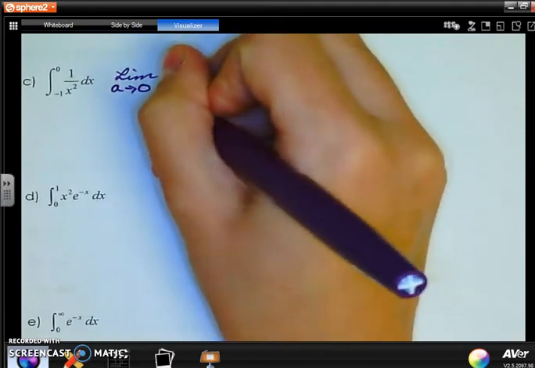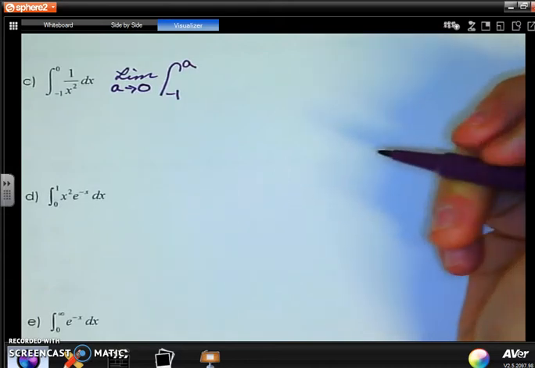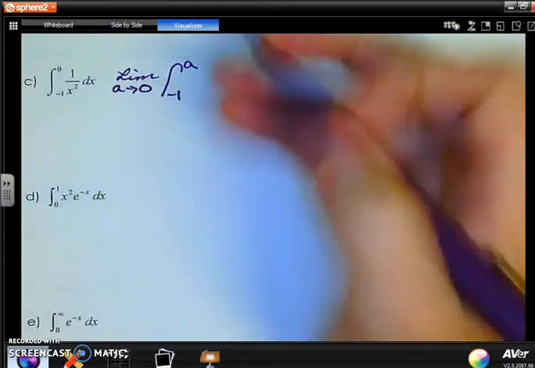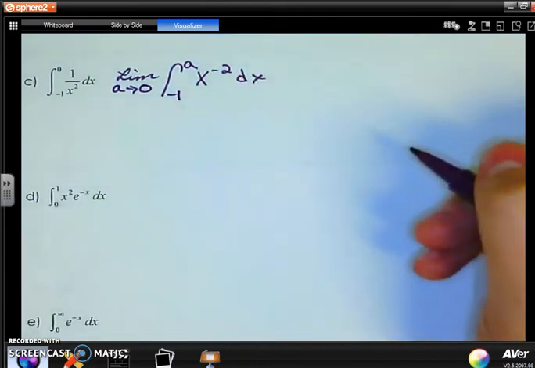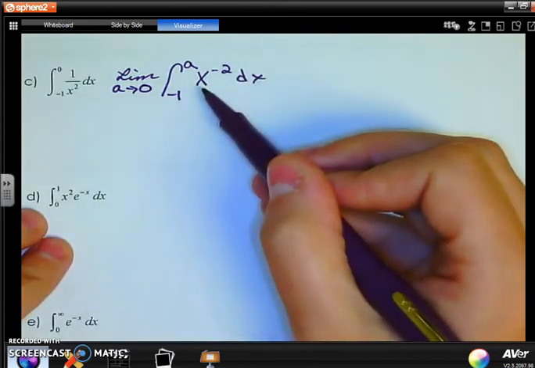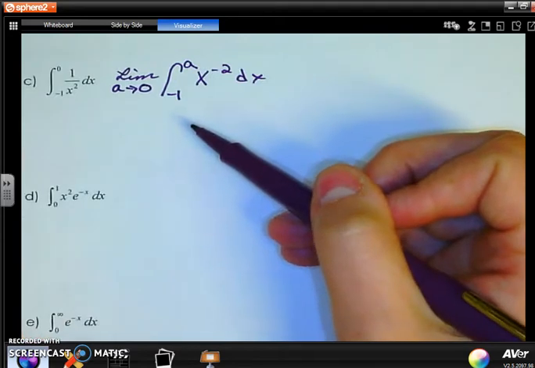And I'm going to change my integral to that from -1 to a. And instead of writing this as 1 over x squared, I'm going to bring that exponent up and make it negative so that it's like this. All right, so that's not so bad. Now I can integrate this. So to integrate this, you add 1 to the exponent, divide by that number.